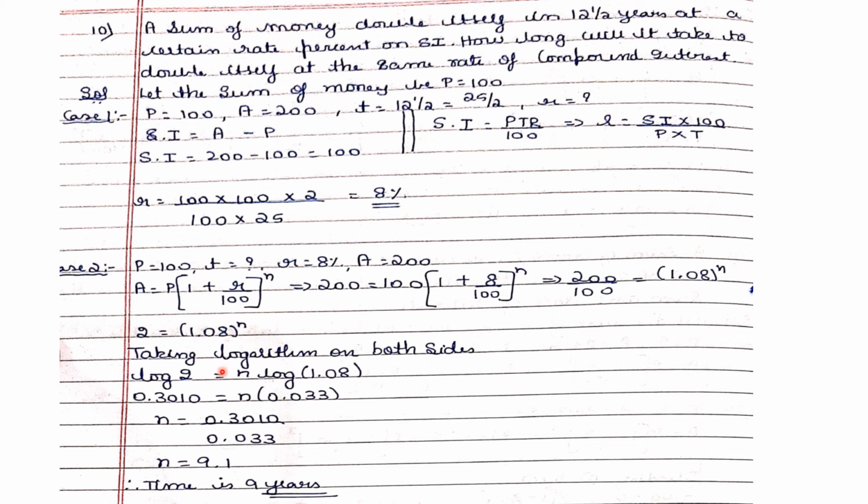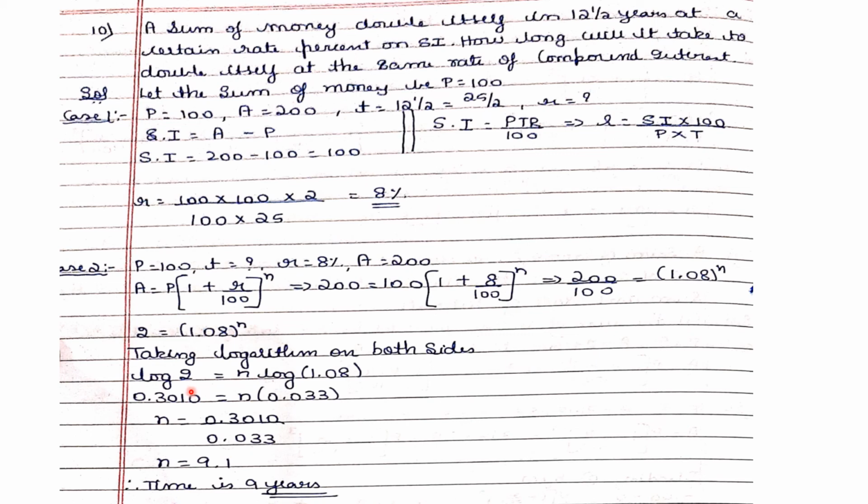So if you take log on both the sides, it will become log 2 is equal to n into log 1.08. This is a property of logarithm. So whatever is there in power will come here. So you have to calculate log 1.08. So here you have n, this power will always come here, n into log 1.08. So the log 2 value is 0.3010.